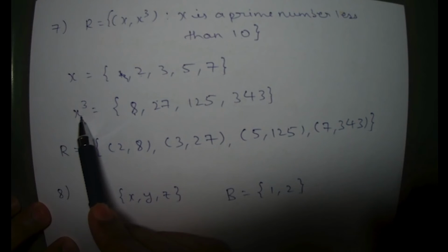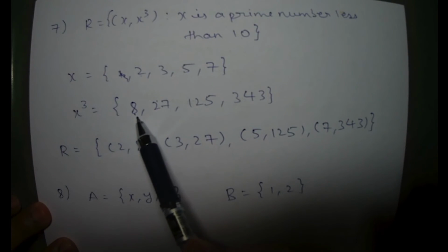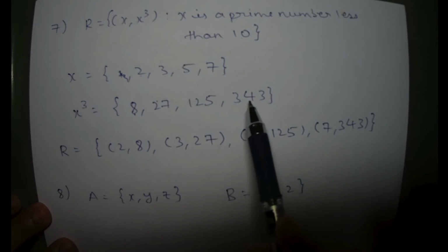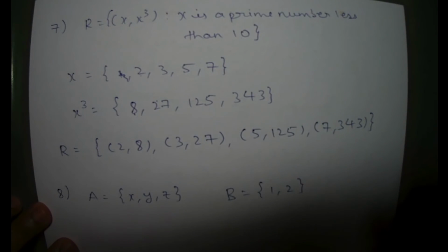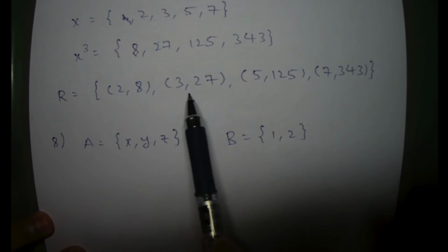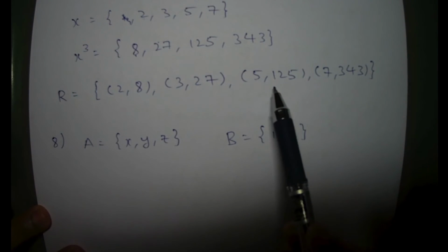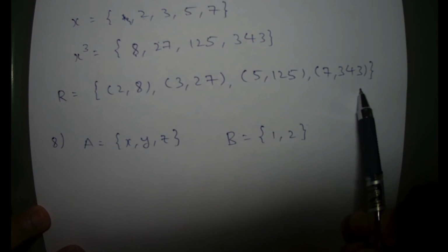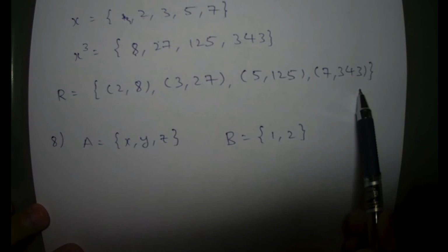So x cube will be the cube of these numbers. 8 is 2 cube, 27 is 3 cube, 125 is 5 cube and 343 is 7 cube. So from this we can get to know that the ordered pairs are (2, 8), (3, 27), (5, 125) and (7, 343). This is the relation represented in roster form.